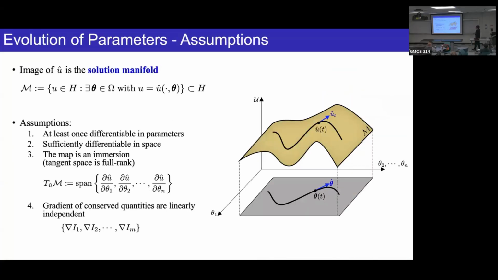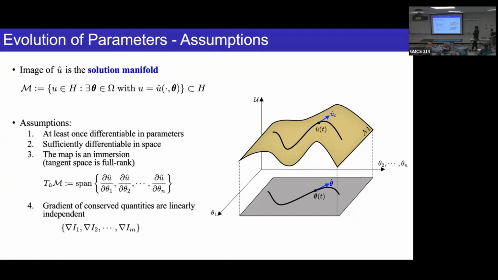Now, in order for this optimization problem to be well behaved, I need some assumptions. I'm going to make the following set of assumptions, but let me first make formal the definition of this manifold that I've been talking about. This is all functions in my function space for which there is a parameter theta such that that point coincides with one of these shape-morphing solutions for some parameter theta. Now, I make the following assumptions: first of all, this U hat function that I choose is once differentiable in parameters. It should be sufficiently differentiable in space, depending on the right-hand side of my PDE and what kind of operator I have there.